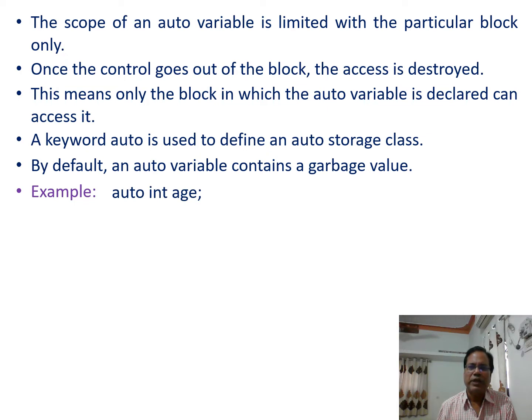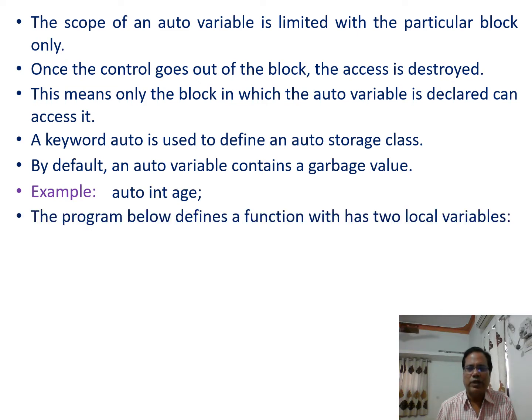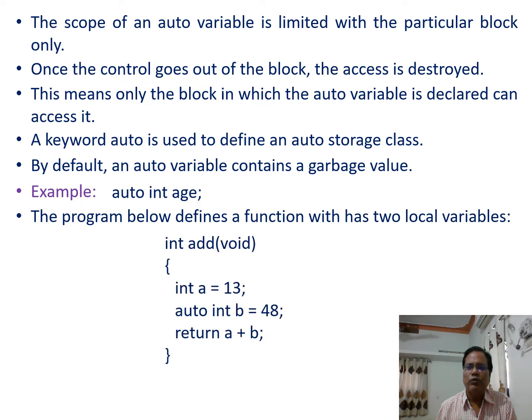Using this statement, we declare an integer variable s, and here we are using the auto keyword. So its storage class is auto storage class. The program below defines a function which has two local variables. In this function add, we declare two variables a and b.